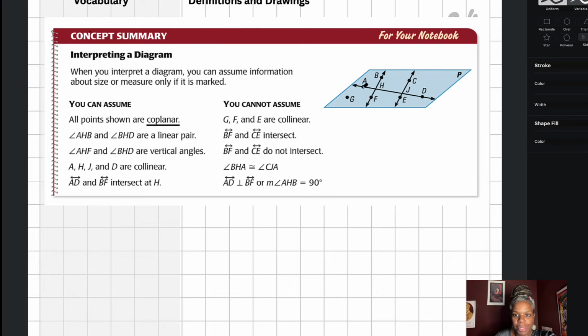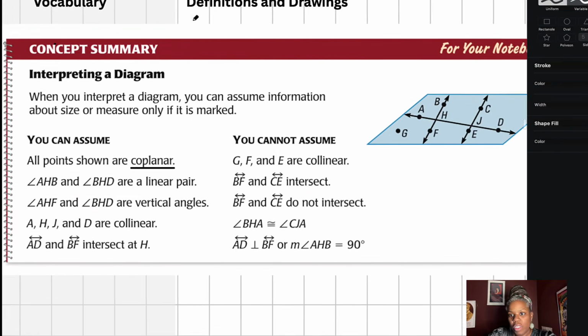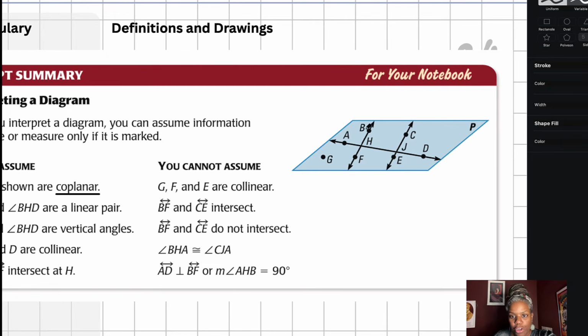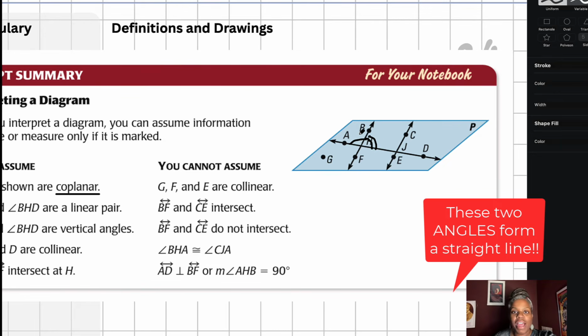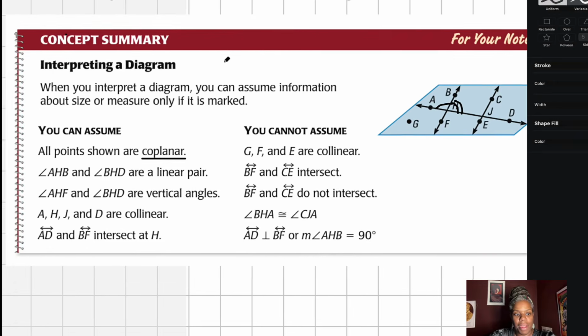Angle AHB and angle BHD, that's these two angles right here, are a linear pair. Let's look a little bit closely and see what they're talking about. So when I zoom in, a linear pair are two angles that are side by side like this. We call them adjacent. So here's one angle that I marked, and I marked this one with two lines. These two lines form a straight line, and so that is exactly what a linear pair is.